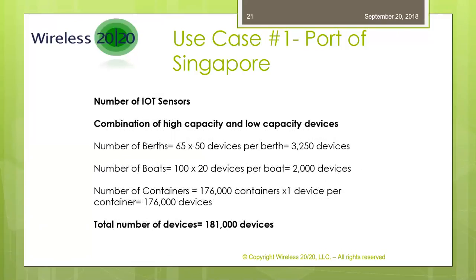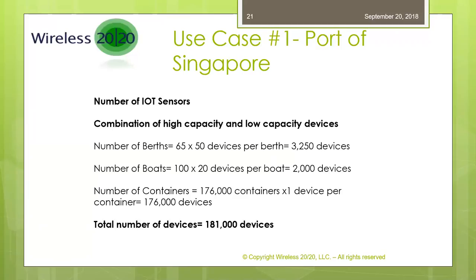So as we look at this, we make an estimate of the kinds of sensors that we might include. For each berth, we would probably have a number of devices associated with it. We've estimated something like 50 devices per berth. The number of boats that are coming in and how many devices are included on each one, that we would have to deal with at any one time.